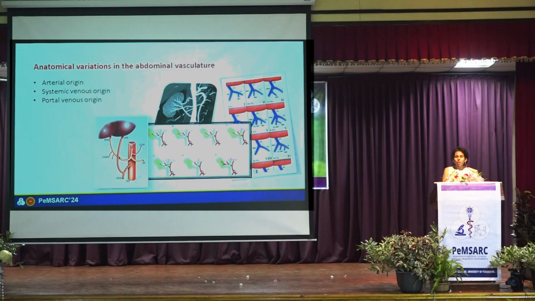Okay. So now let's move on to the anatomical variations in the abdominal vasculature. So they can be of arterial origin, systemic venous origin, or portal venous origin. So based on these variations, there are several classification systems made by previous researchers. Some classifications are used predominantly in some categories of surgeries or to interpret the radiological images.